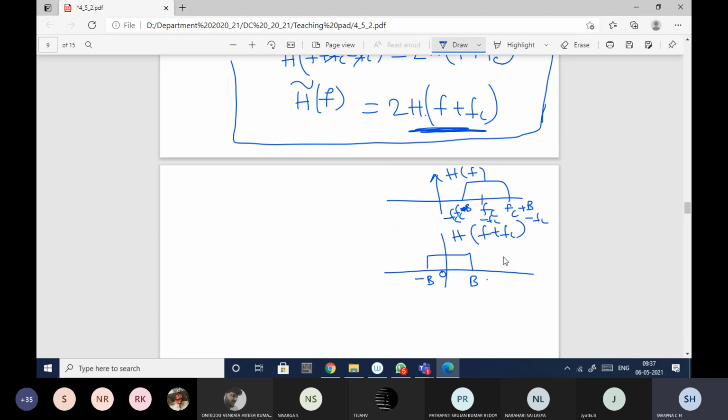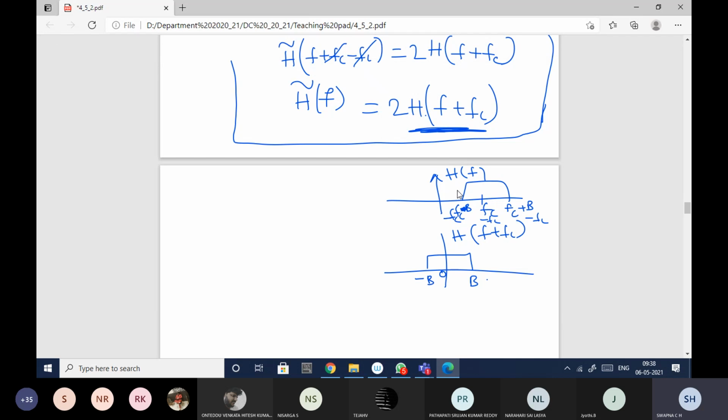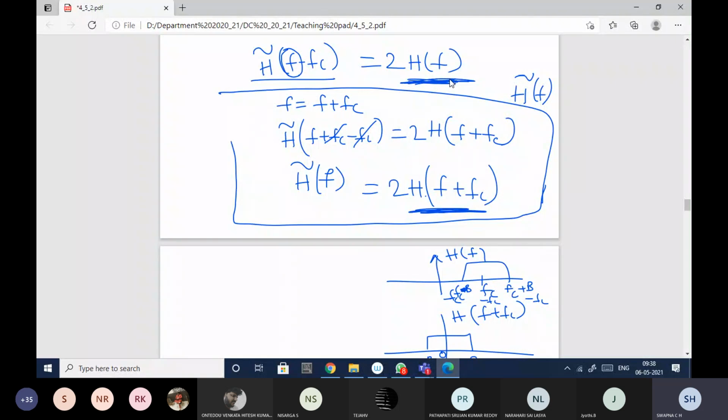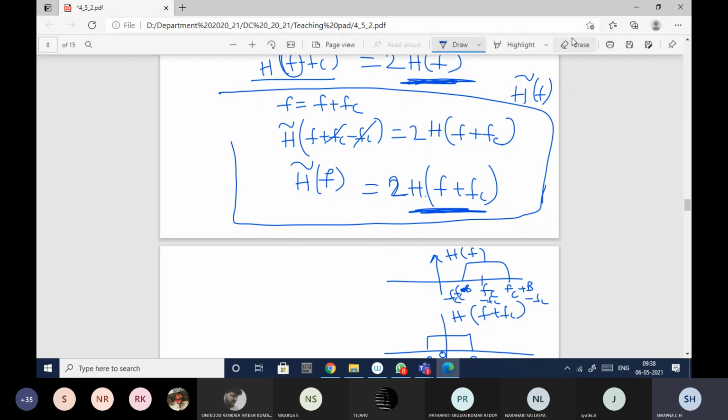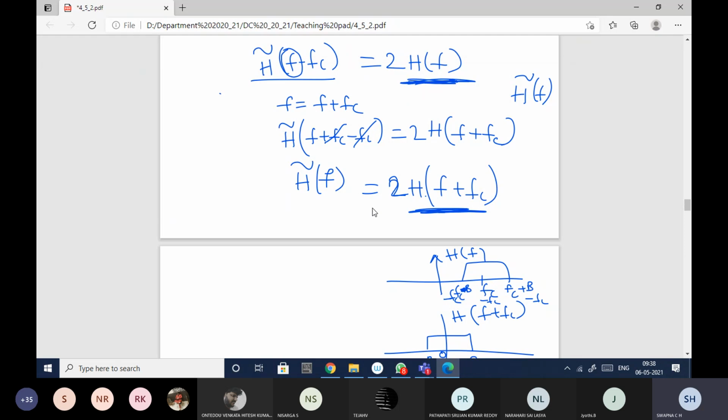Okay, so if you observe this, you have the complex envelope, where the high pass signal is converted to a low pass signal. If you want to get this low pass representation, you need to know H of f. You need to shift it to the origin, and after shifting it to the origin, you need to multiply it by 2, scale it by 2. By doing that, you'll be able to find H tilde of f. This is the graphical method. Okay, so once again, let me resolve this.